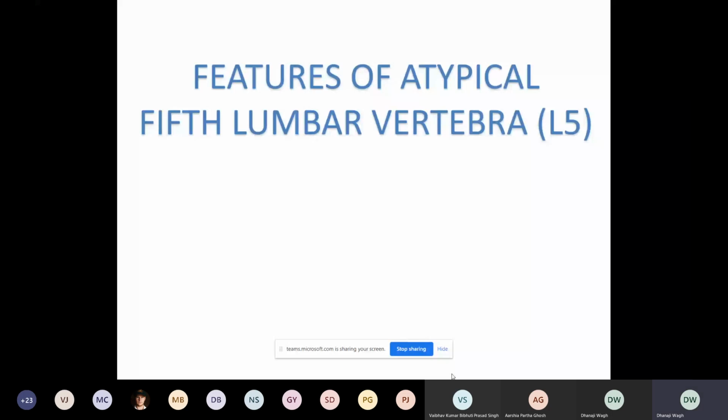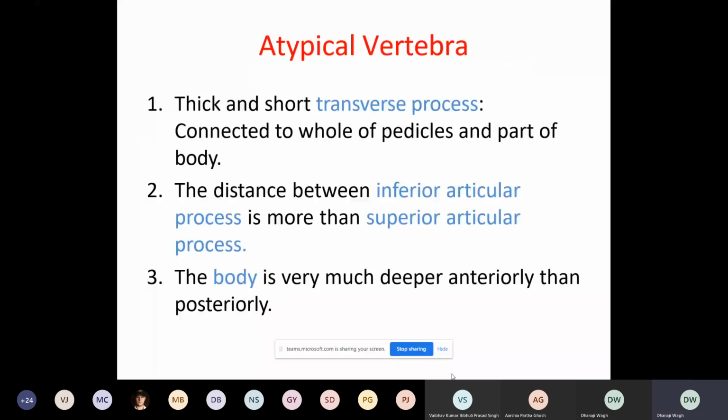Now features regarding the fifth lumbar vertebra. There is a transverse process which is thick and short, and is connected to the whole of the pedicle and a part of the body. Its distance between the inferior articular processes is more than between the superior articular processes. The body is very much deeper anteriorly than posteriorly.